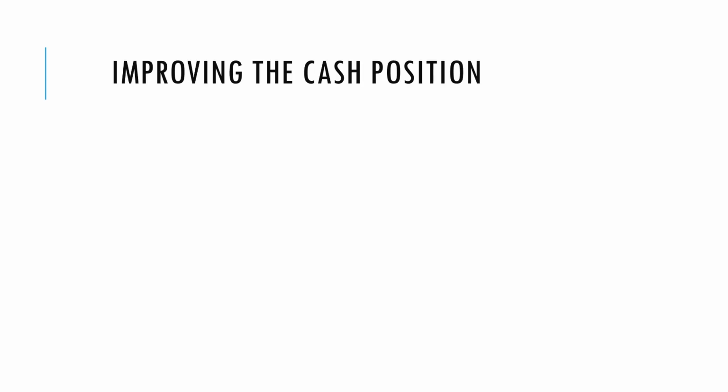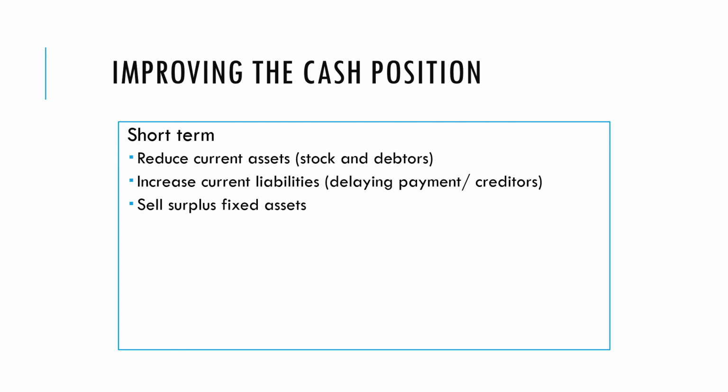The last thing is, what can they do to improve the cash position? Well, maybe they could reduce the level of current assets. That might improve their position, or maybe increase the current liabilities by delaying the payments that they're making to creditors. They could perhaps sell some of their surplus fixed assets to generate cash. These would all produce cash. Not having stock, not having debtors, delaying payments, having more creditors.